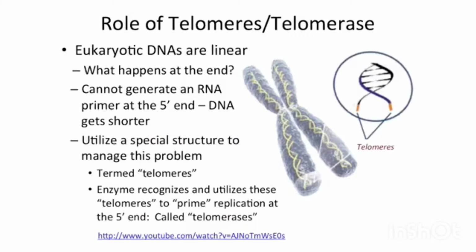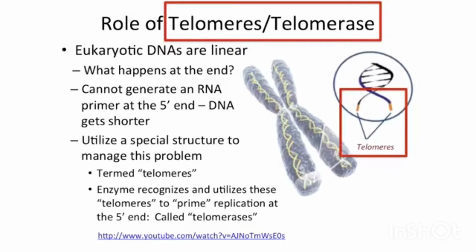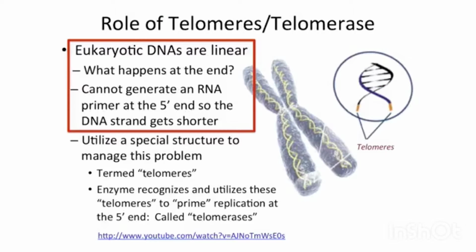On the other hand, eukaryotic DNAs are linear, and they have something called telomeres. So what happens at the ends of these linear DNAs? If you think it through and draw it out, you cannot make an RNA primer at the 5' end. Remember, you're copying 5' to 3', so you have to lay down a 5' to 3' RNA primer, and that has to be removed. So there is always going to be some unreplicated section at the end of linear DNA. So the DNA strands would get shorter and shorter with each replication.